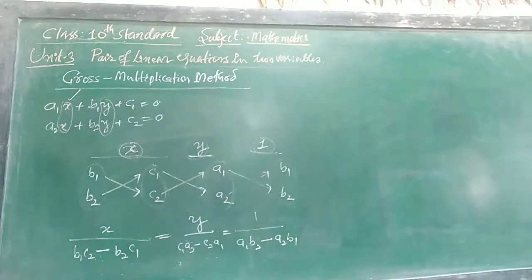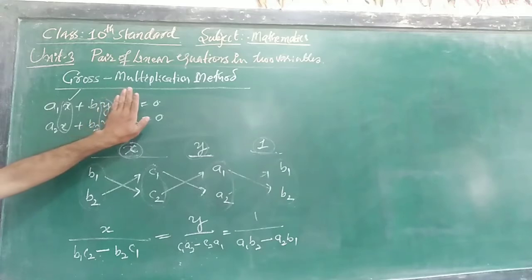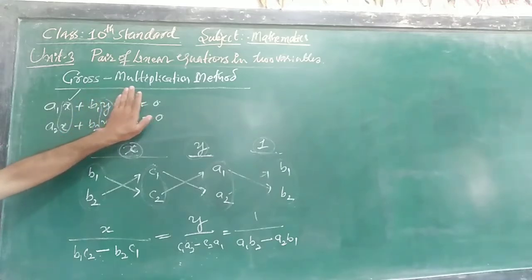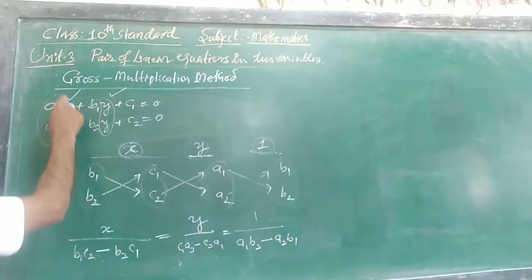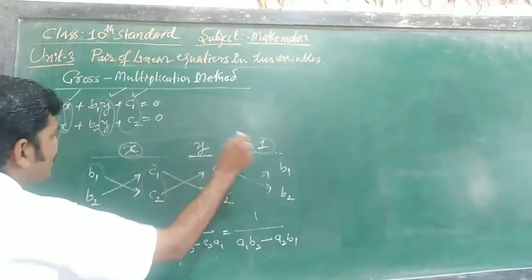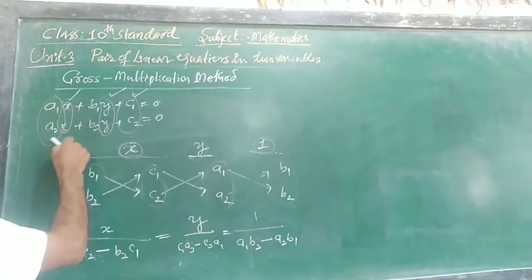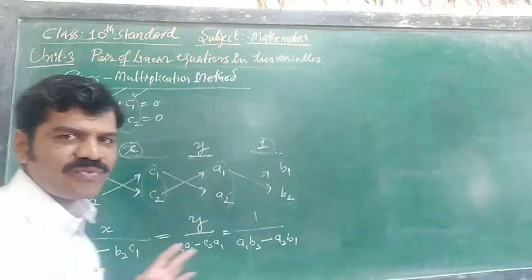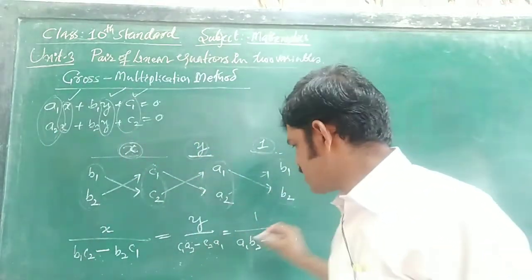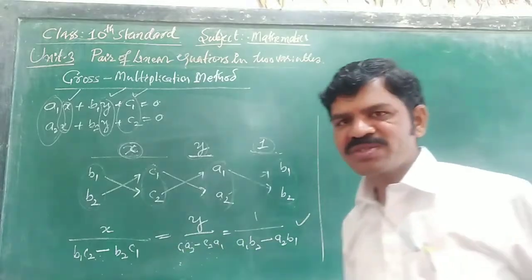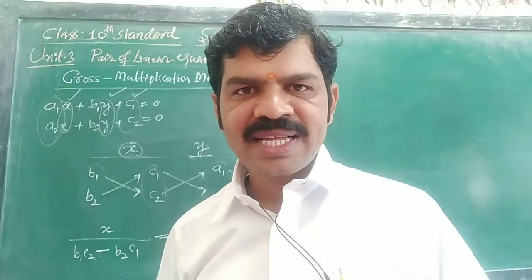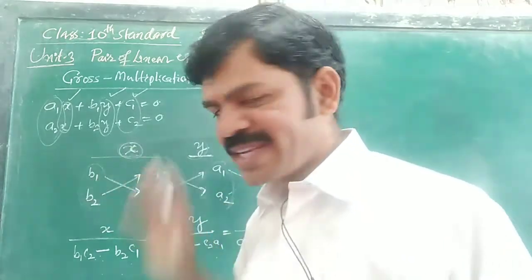When x comes, b1, b2 get multiplied by c1, c2. When y comes, a1, a2 and c1, c2 will be multiplied. When the constant comes, it is a1, a2, b1, b2. So this is the way to extract the formula, and this is the formula. Using this formula is the very easiest method.